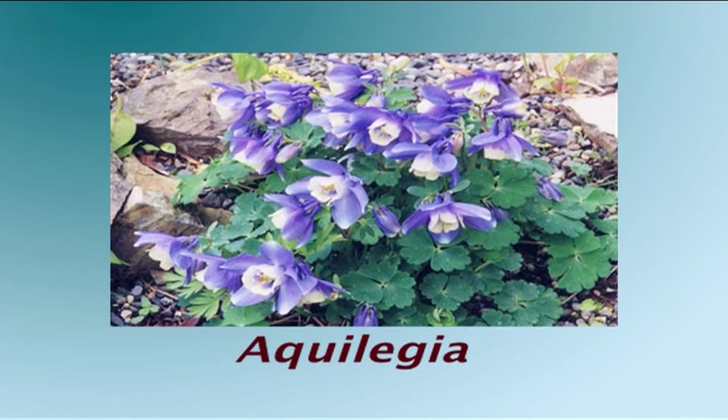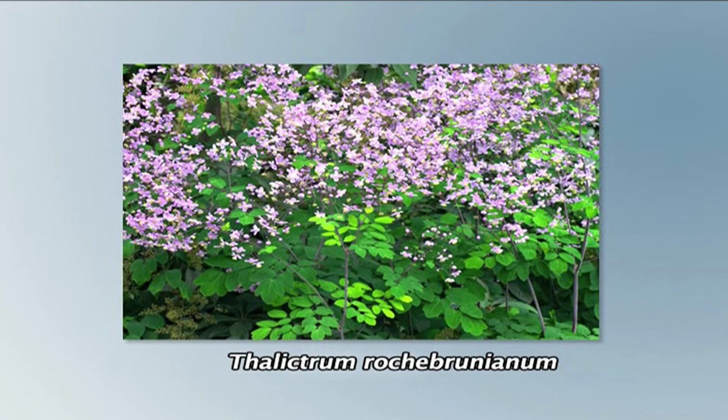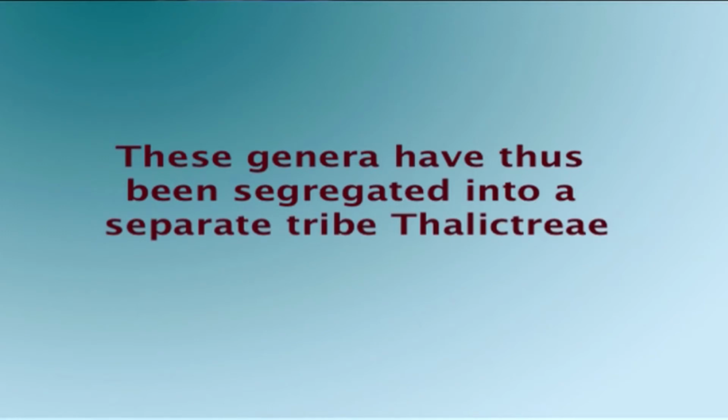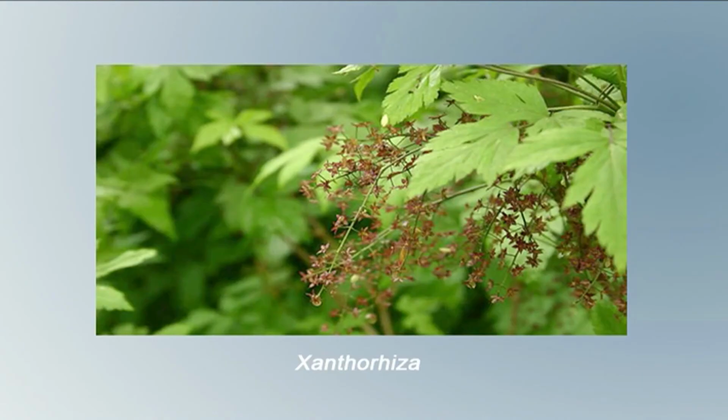The genera Aquilegia and Thalictrum, along with a few others, differ from most Ranunculaceae in having small chromosomes and the basic chromosome number being 7 rather than 8. These genera have thus been segregated into a separate tribe, Thalictreae. Two other genera of the Ranunculaceae, Coptis and Xanthorhiza, with small chromosomes and the base number 8, have been removed to an additional tribe, Coptideae.